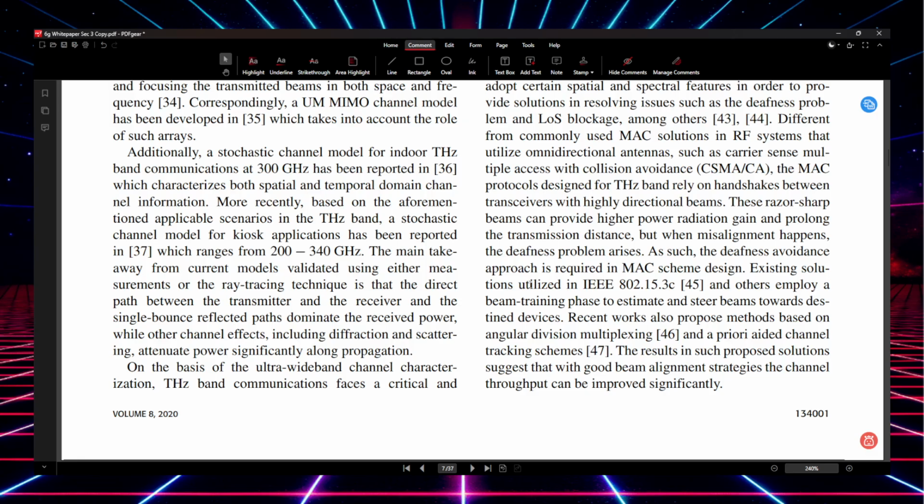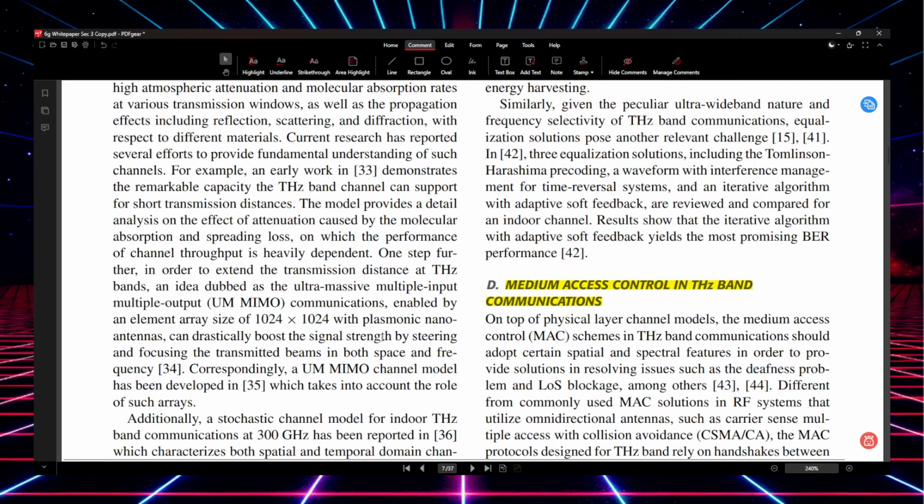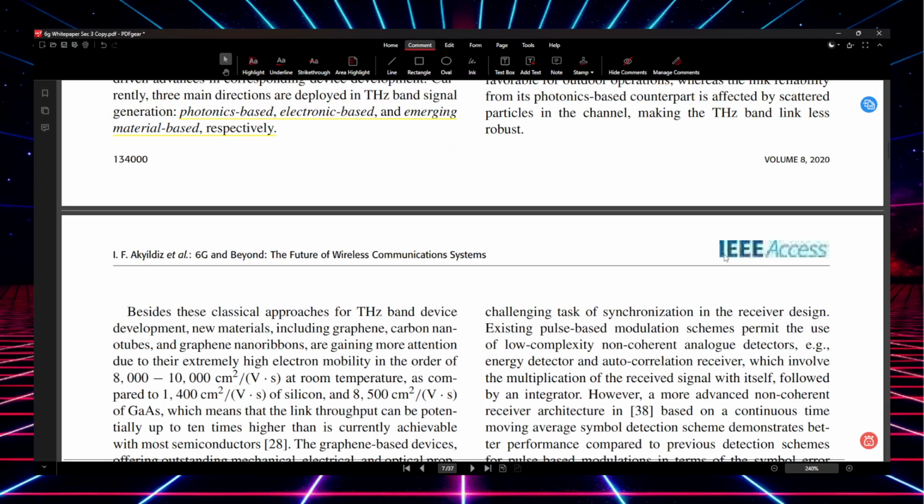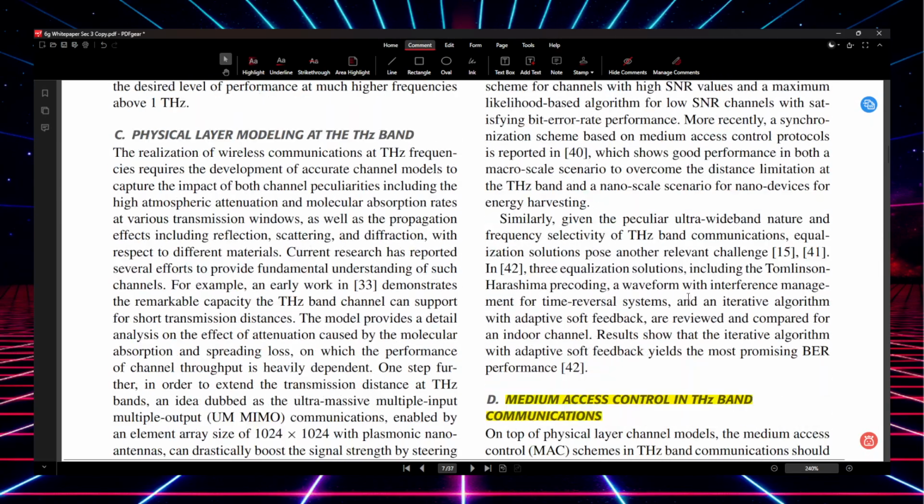Existing solutions utilized in IEEE 802. These IEEE schemes have to do with basically how different types of waves are communicated. I think that's a very basic way to put it. They call them schemes, formats, standards. And I do think this paper actually is by IEEE Access.